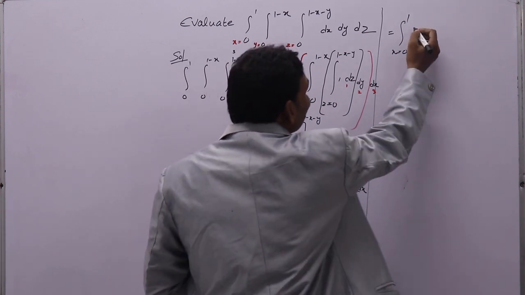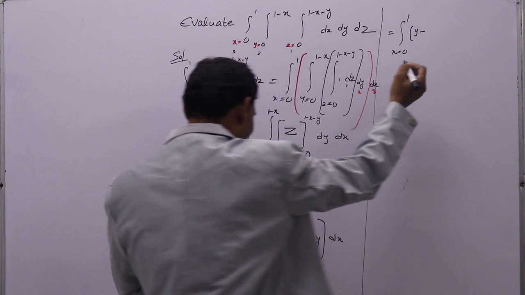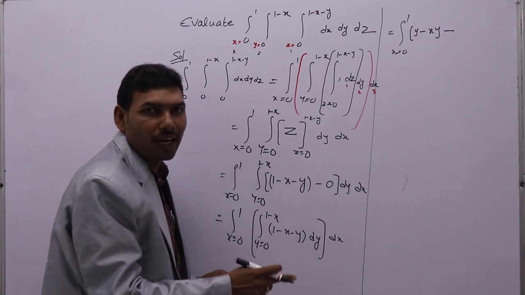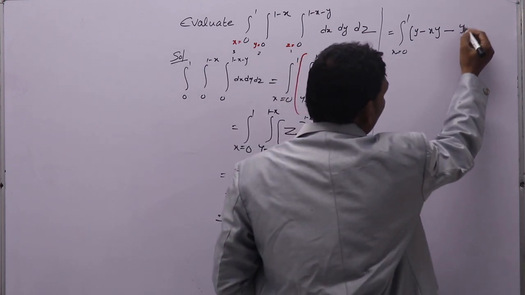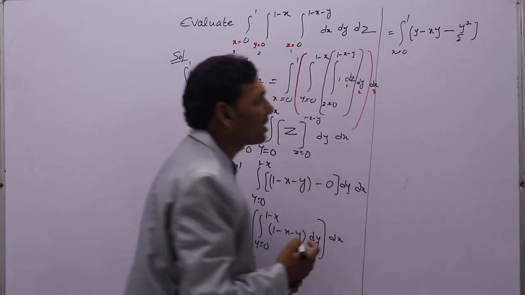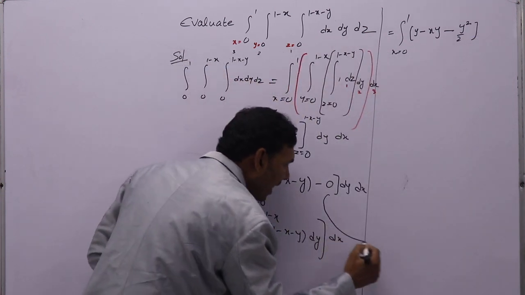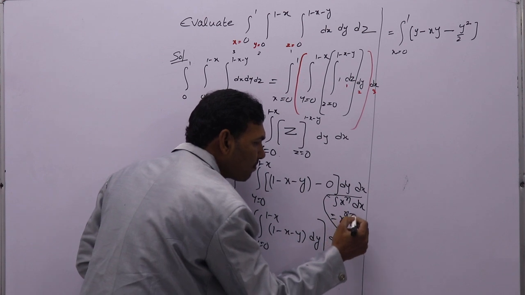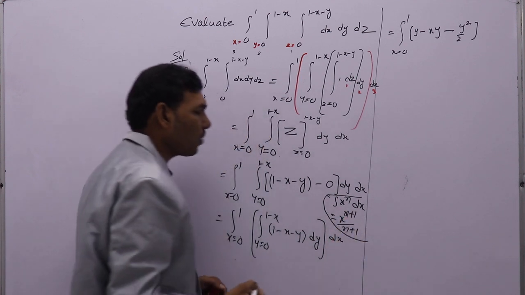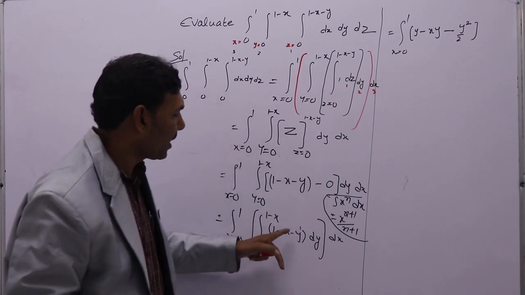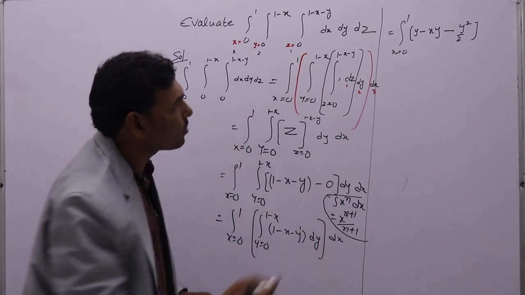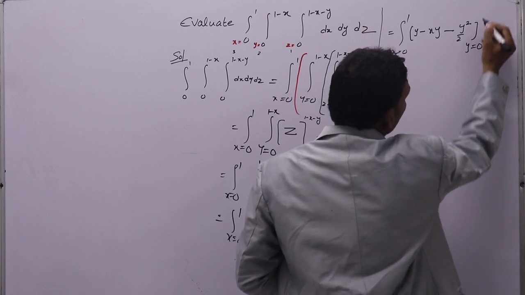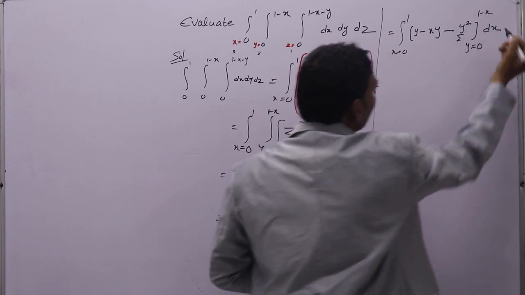So now simply substitute: x y, and integrate y, integral y dy. What is integral y dy? Y square by 2, using the famous integration formula: integral x power n dx equals x power n plus 1 by n plus 1. Integral y power 1 dy, power 1 plus 1 by 1 plus 1, 2 by 2. Limits: x equal to 0 to 1, y equal to 0 to 1 minus x, dx.